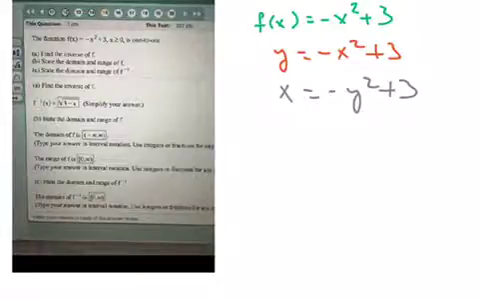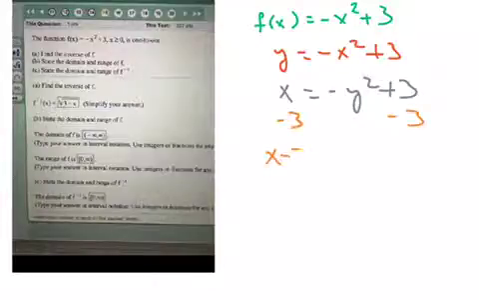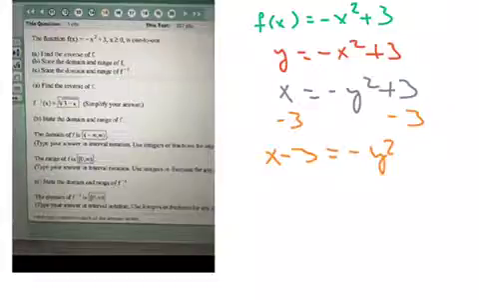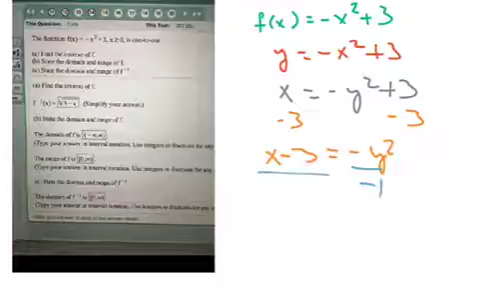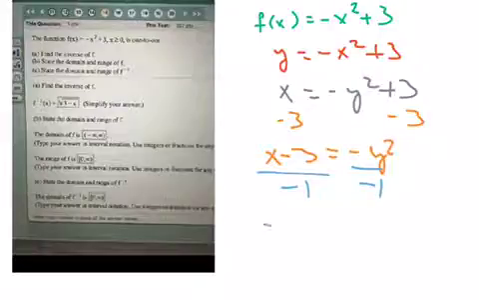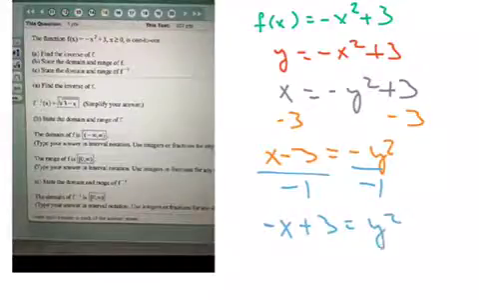And then I proceed to solve. When I say solve, I'm just trying to get y by itself. So first move, subtract 3. So x minus 3 equals negative y squared. This is a little bit of a tricky move, but my next move is to divide through by negative 1. Multiplying through by negative 1 is just a fancy way of saying distribute negative 1 into both the numbers. So I'm left with negative x plus 3 equals y squared.